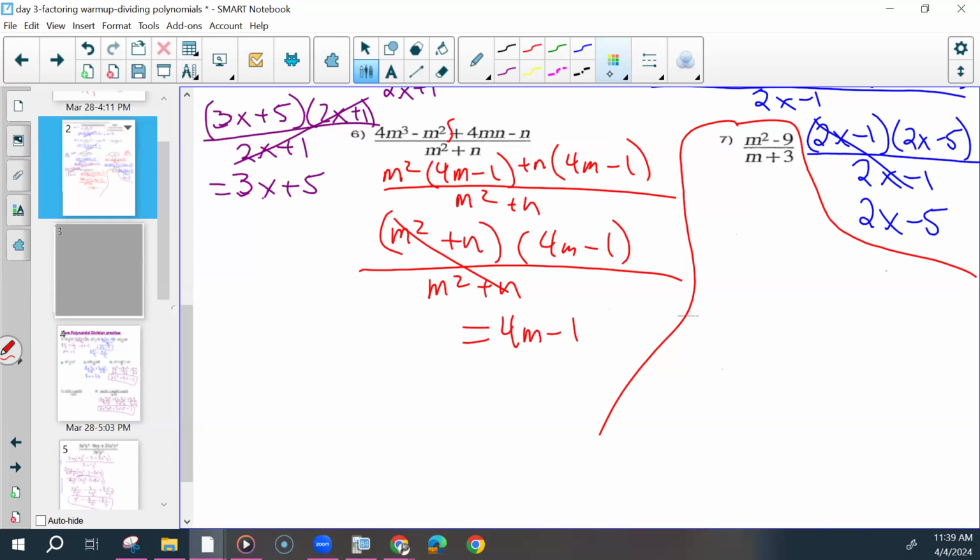It's two sets of parentheses, one has M and three. You're looking for what two numbers multiplied to be M squared? You split that up. What two numbers multiply to be 9? You split that up, put a plus and a minus. And then if we cross out our like factors, our final answer is M minus 2.